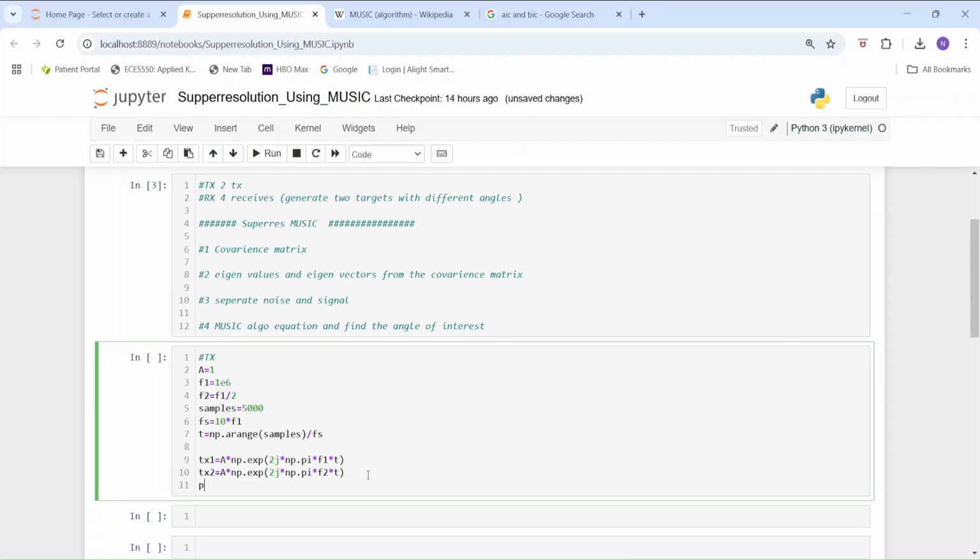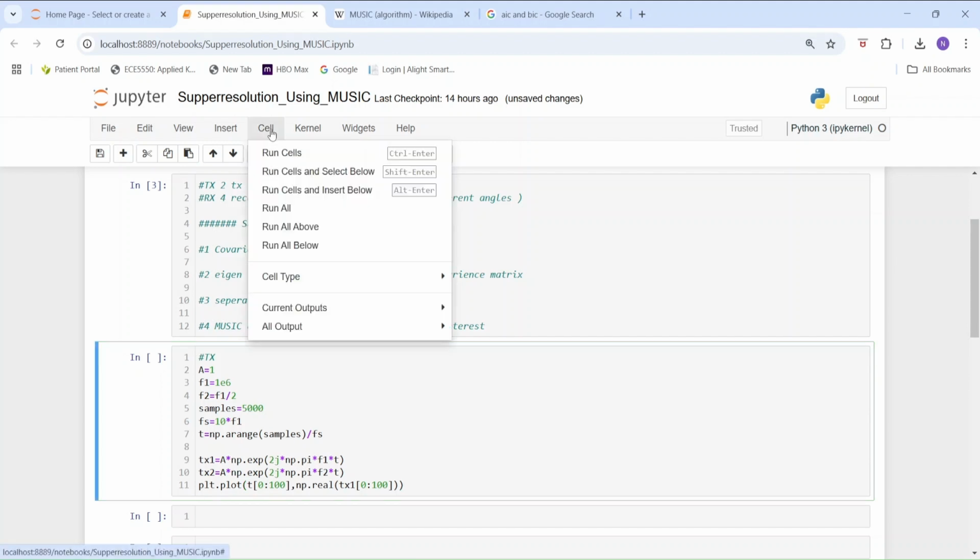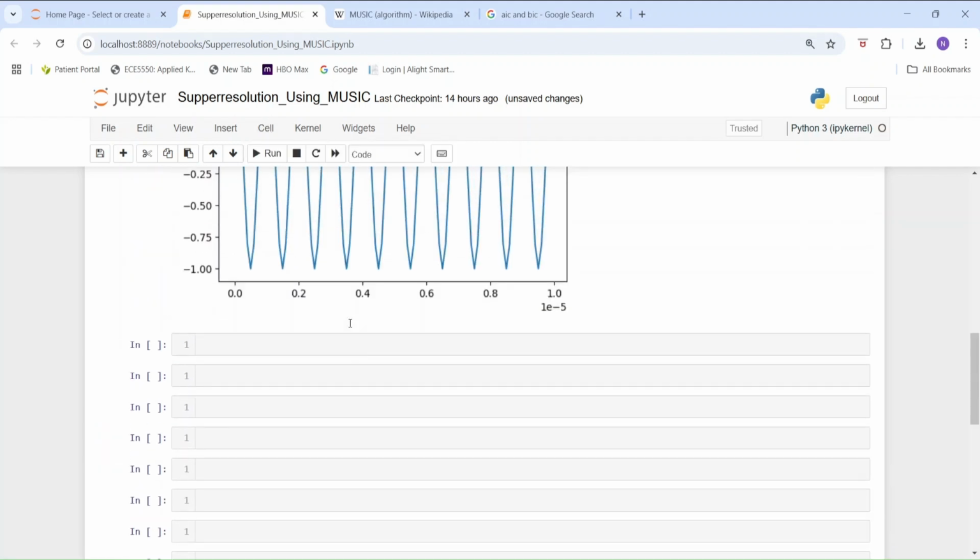So just going to plot it out real quick. plt.plot, and let's look into the first 100 samples of transmitter one. I believe we have to take the real part, because this is a complex number, since we have an imaginary component here. So let's run and look into the sinusoidal wave.